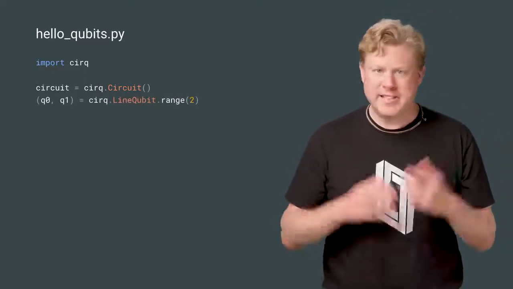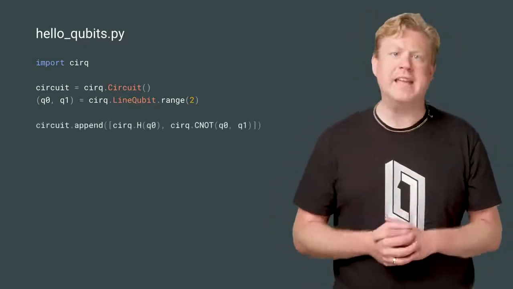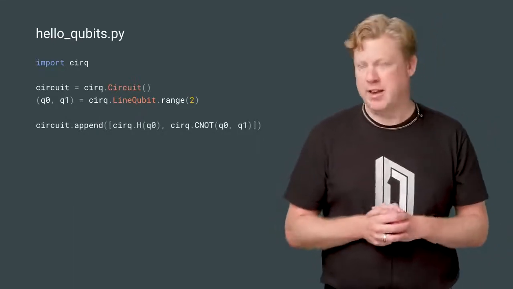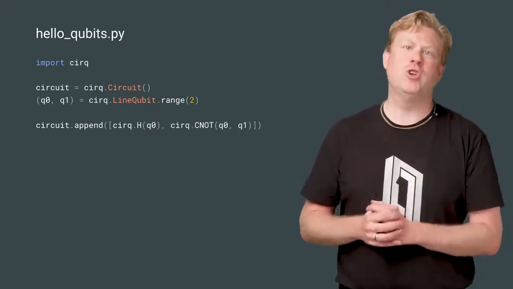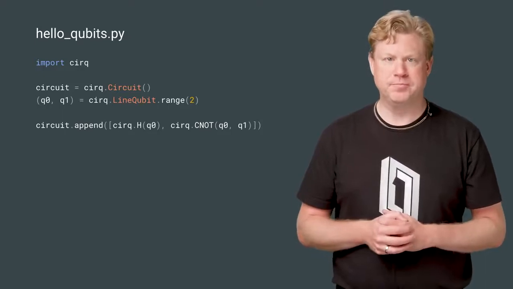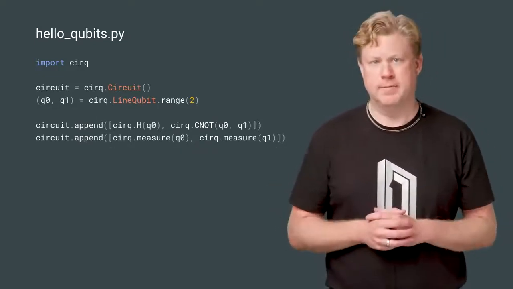Another key set of objects are qubits. Let's define 2 qubits with simple names. Now we can perform some quantum gates on these qubits. Let's apply a single qubit Hadamard gate, denoted by H, to one of the qubits, followed by a 2-qubit controlled NOT or CNOT gate between the qubits. Finally, let's measure the quantum bits.